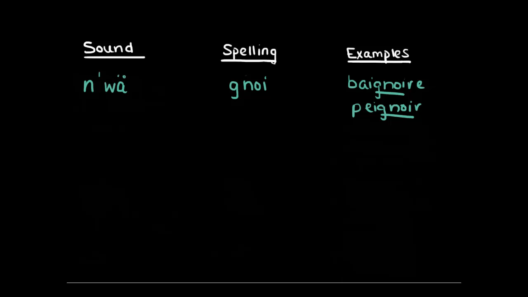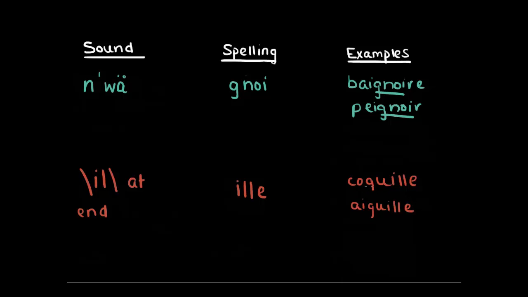Another one I have is the ill at the end of the word. It's just going to be I-L, but at the end. And this is going to be spelled I-L-L-E, as in coquille and aiguille. The thing with this is that a lot of these words can also be pronounced with an E at the end. So this can be coquille, and this is also aiguille.